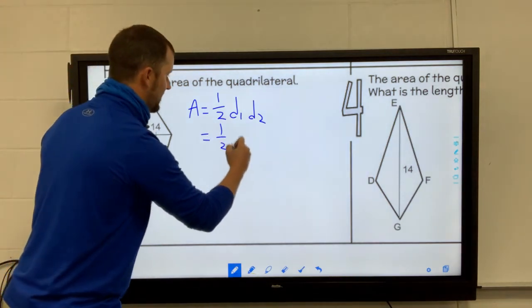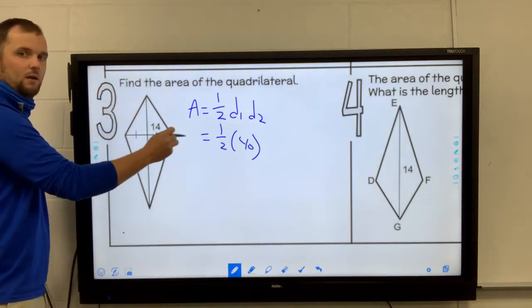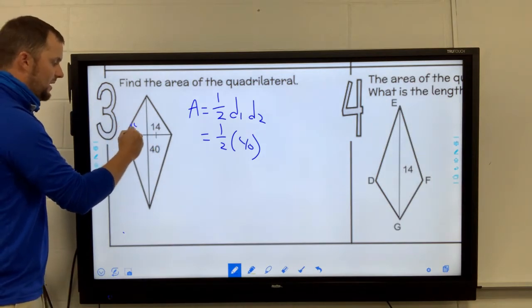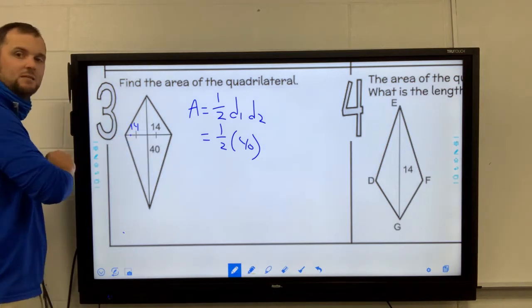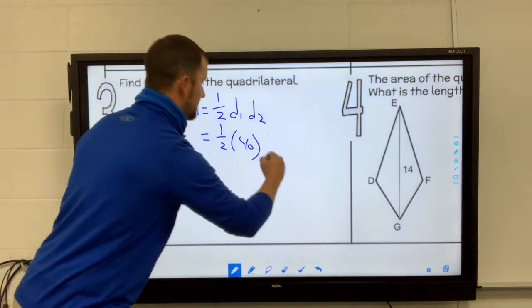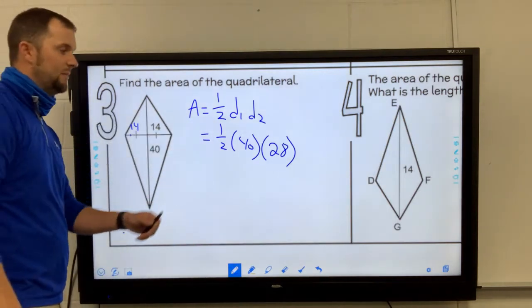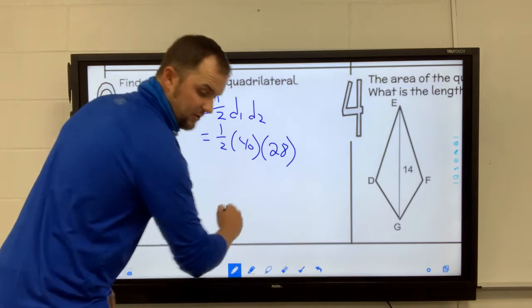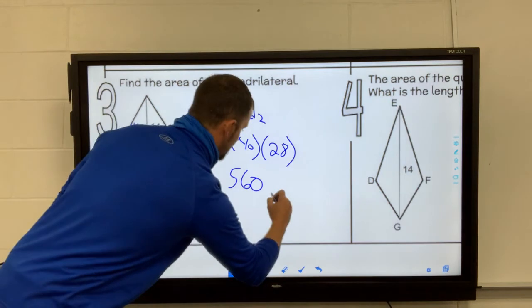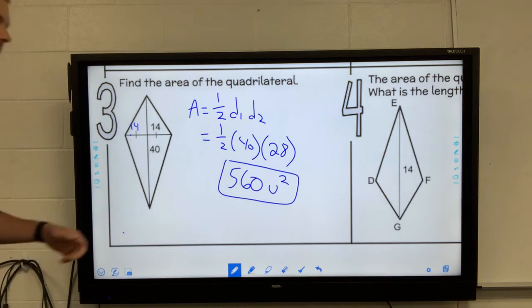So 1/2 of 40. And then on diagonal 2, remember I have to do the whole thing. Half of that line is going to be 14, and the other half is going to be 14 as well, which makes the whole thing 28. So remember, I have to do the whole diagonal, not just half of it. So now I'm going to multiply this all out and it should give me my area. After multiplying all this out, it gives you 560, and there's no measurement here, so I'm going to call it units squared. Whatever the units are, I'm going to be squaring them inside that kite.